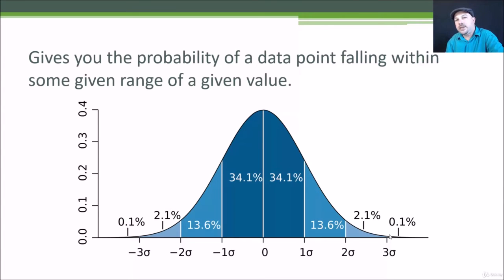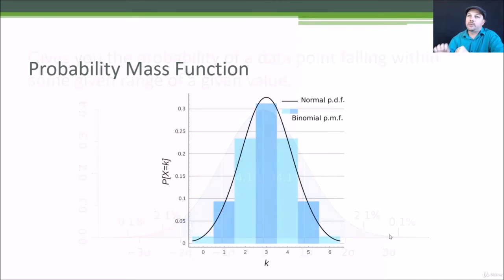Now, when you're dealing with discrete data, that little nuance about having infinite numbers of possible values goes away, right? And we call that something different. So that is a probability mass function. If you're dealing with discrete data, you can talk about a probability mass function.